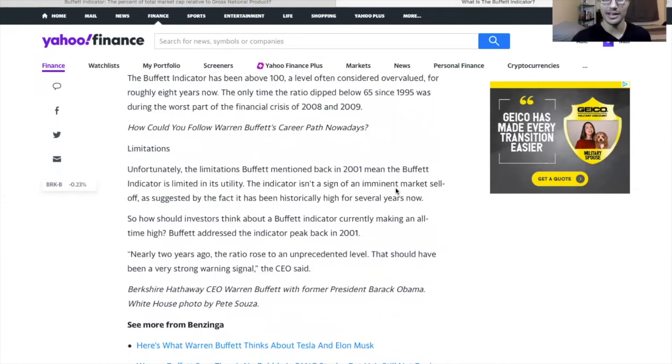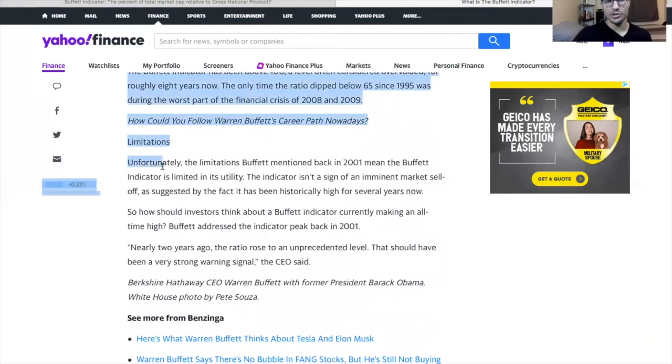And we're probably looking at the Buffett indicator right here. Unfortunately, the limitations Buffett mentioned back in 2001 mean the Buffett indicator is limited in its utility. The indicator isn't a sign of imminent market sell-off, as suggested by the fact that it has been historically high for several years, right? This is just giving you an idea of where the valuation is. It doesn't mean that it's going to result in any kind of correction. As we can see, valuations can be crazy for extremely long periods of time, as long as people are still optimistic and expectations are still high and people are buying into that.